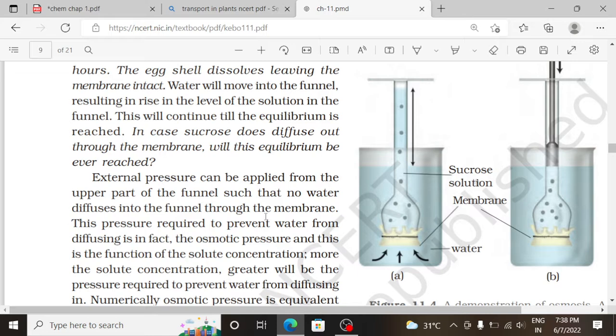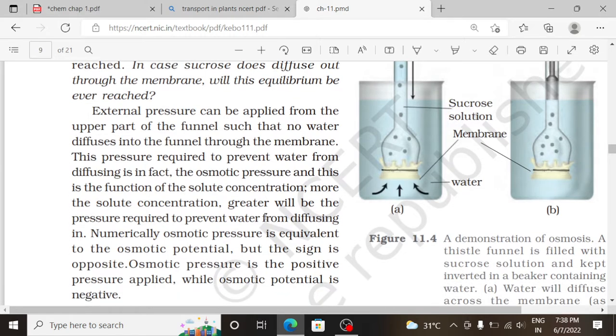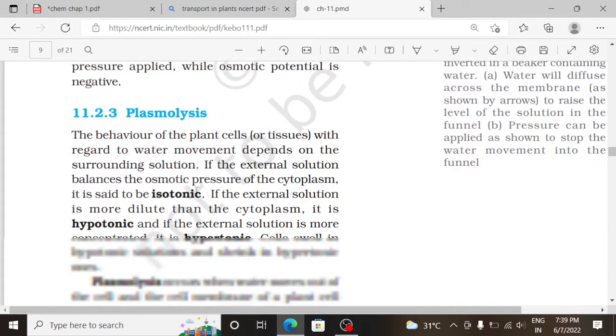In case sucrose does diffuse out through the membrane, will this equilibrium be ever reached? External pressure can be applied from the upper part of the funnel such that no water diffuses into the funnel through the membrane. This pressure required to prevent water from diffusing is in fact the osmotic pressure, and this is a function of the solute concentration. More the solute concentration, greater will be the pressure required to prevent water from diffusing in. Numerically, osmotic pressure is equivalent to the osmotic potential, but the sign is opposite. Osmotic pressure is the positive pressure applied while osmotic potential is negative.